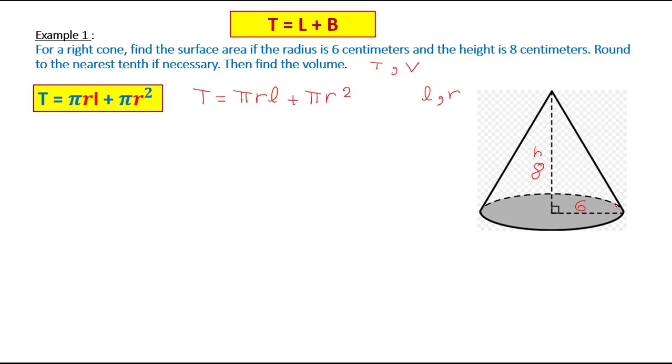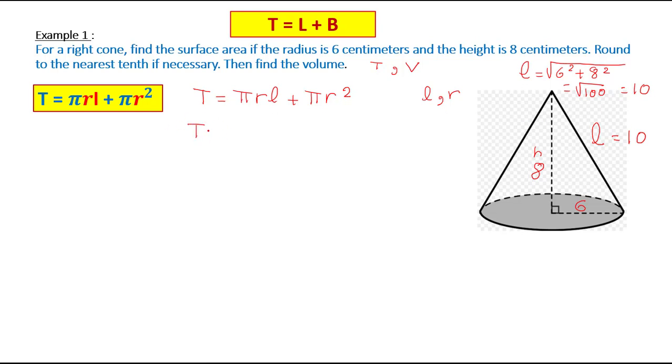So using the Pythagorean theorem, we can find the slant height, which is the L. So L is equal to the square root of 6 squared plus 8 squared. And this is equal to the square root of 100, which is equal to 10. So L is equal to 10. So we have all of the information that we need.